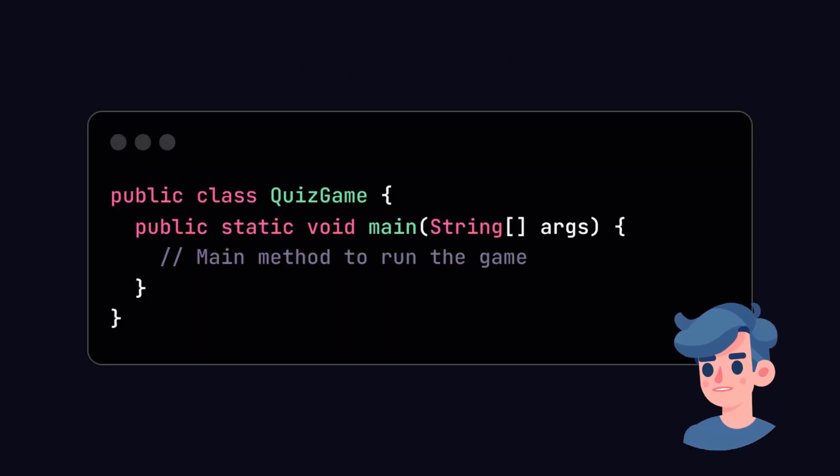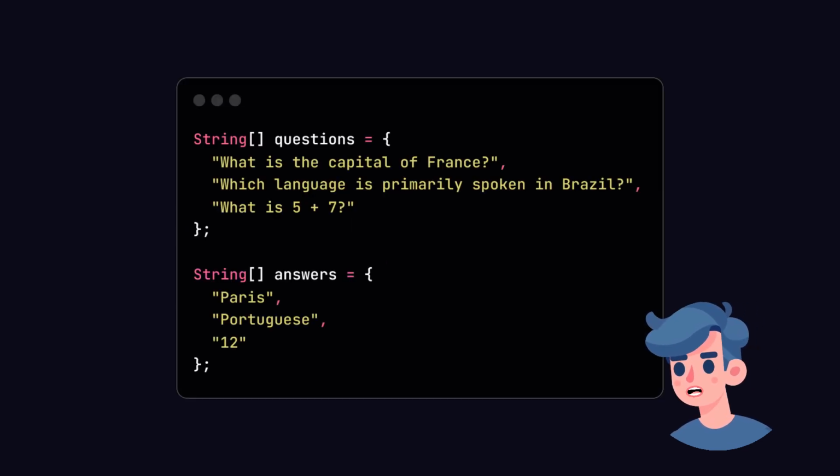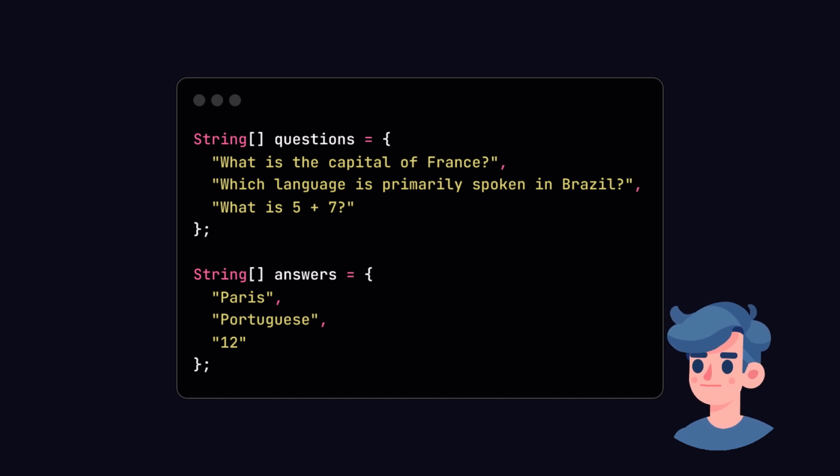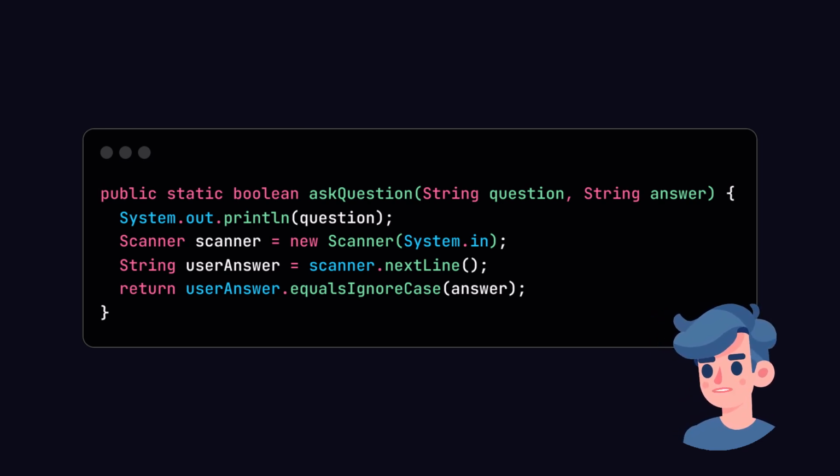Let's start coding. Open your quizgame.java file, and let's begin by setting up our main class and method. Now that we have our main method, let's create a list of questions and answers. We'll use an array of strings for questions and another array for answers. Next, let's create a method to ask questions and receive answers from the user. We will make this method return whether the answer was correct or not.